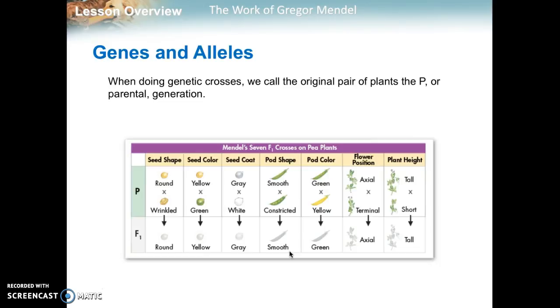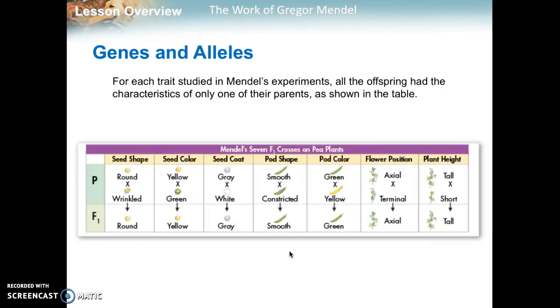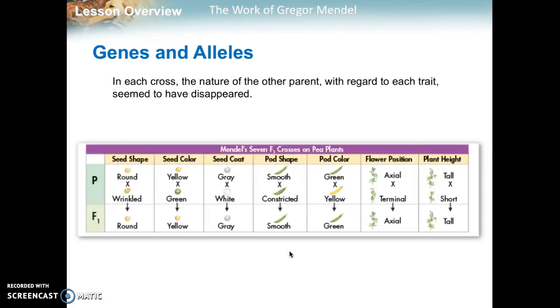So here's a picture of all of the different hybrids that he crossed. The original cross of the true breeding pair is known as the P, or the parental generation. The first filial generation is the generation that comes from the parents being bred together. As you'll notice, only the dominant traits are seen in the first filial generation. That is because the dominant traits are masking the recessive traits, but bear in mind the recessive traits are still there. So for each trait Mendel studied, they had the characteristics of only one of the parents. So it looks like the recessive one disappeared, but it is still there.